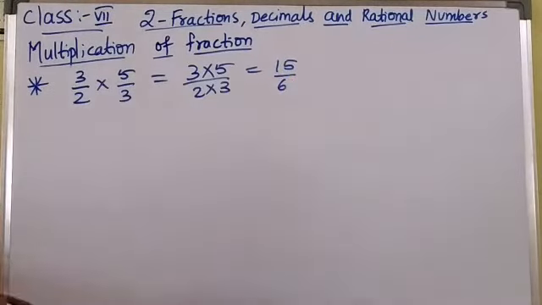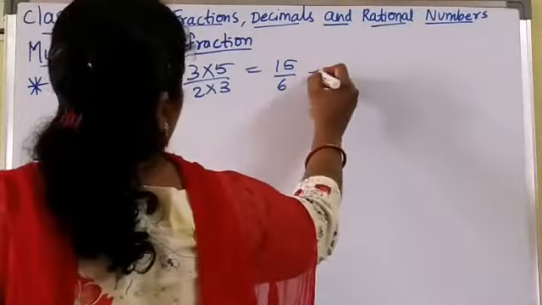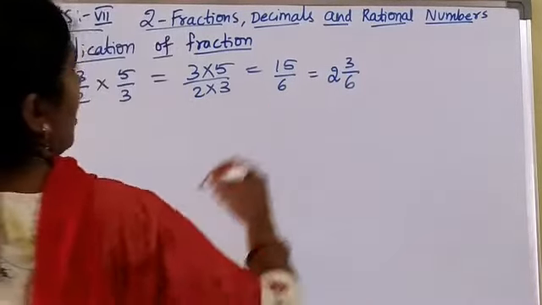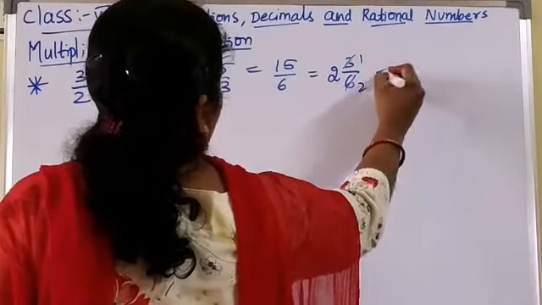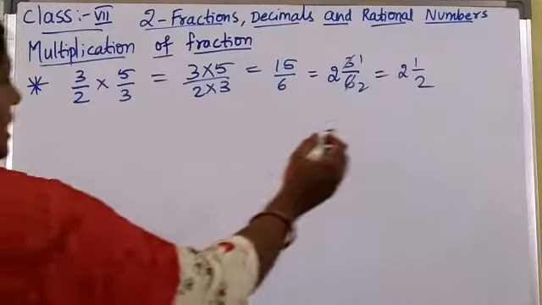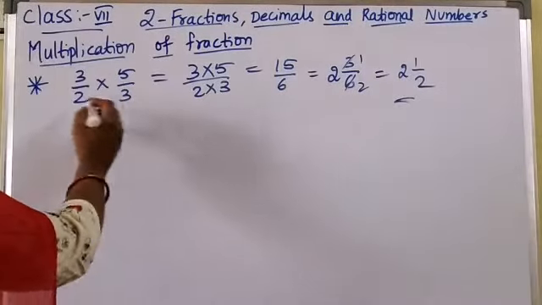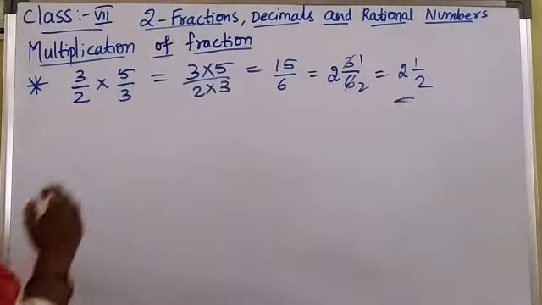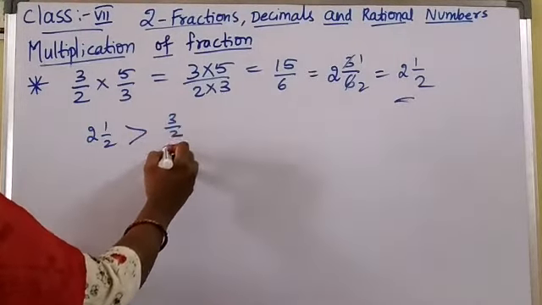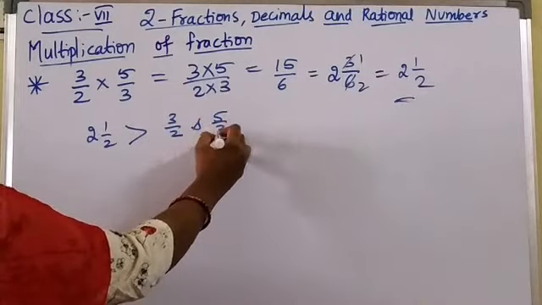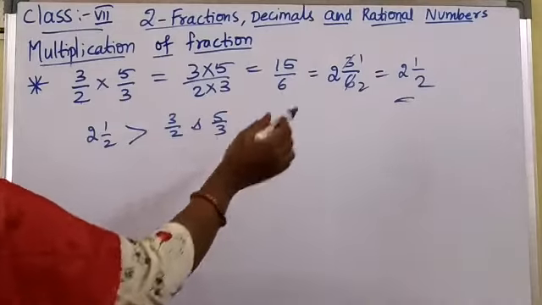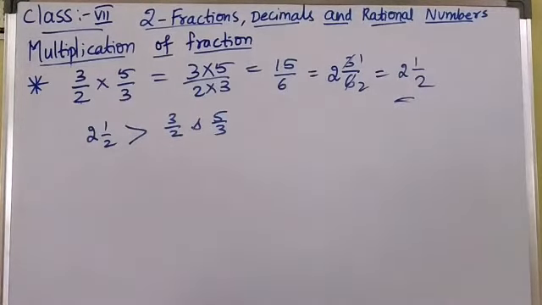So 15 by 6. If you convert this improper into mixed, you will get 6 2s are 12, 3 left over, 3 by 6. Or if you cancel this, you will get 2 and half. Okay, 2 1 by 2. And here in this case, the answer we got is greater than these two fractions. That is 2 1 by 2 is greater than 3 by 2 and 5 by 3. So when you multiply two improper fractions, the product will be greater than these two fractions.